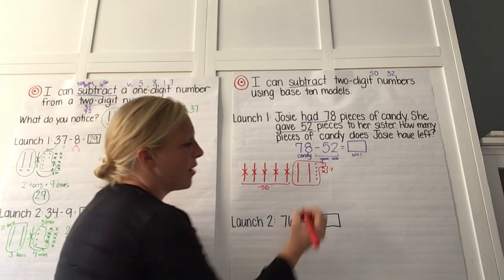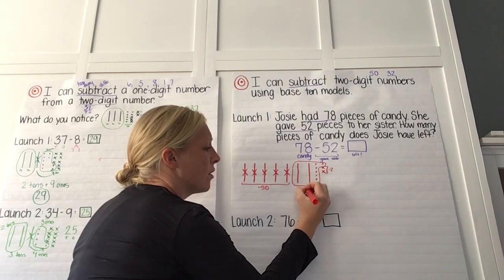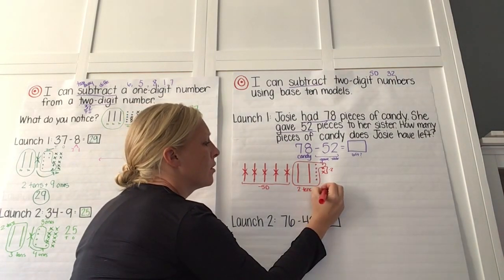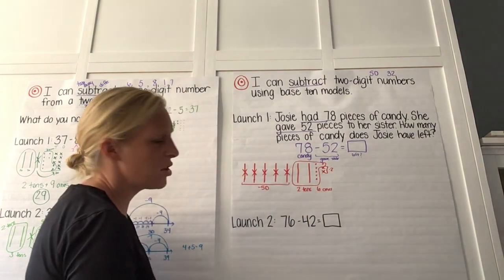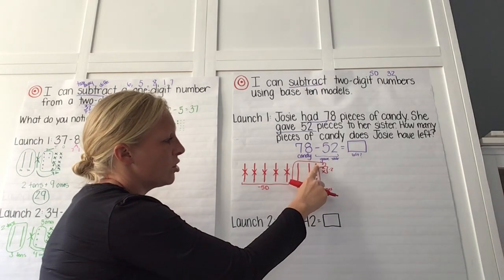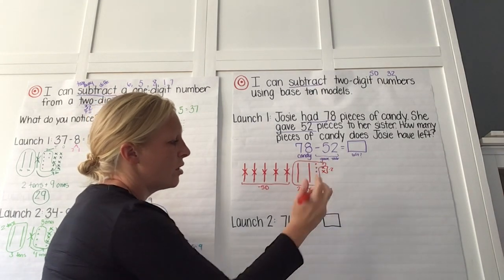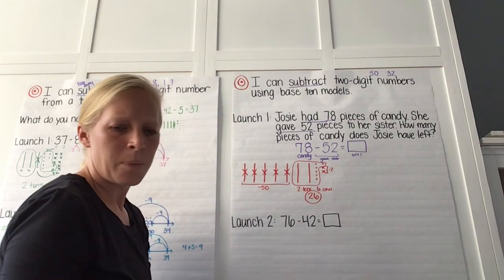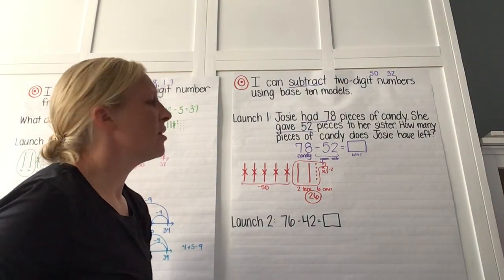And what did you have left? 2 10s and 6 1s. And how much is that all together? 10, 20, 21, 22, 23, 24, 25, 26. How does this work, friends?